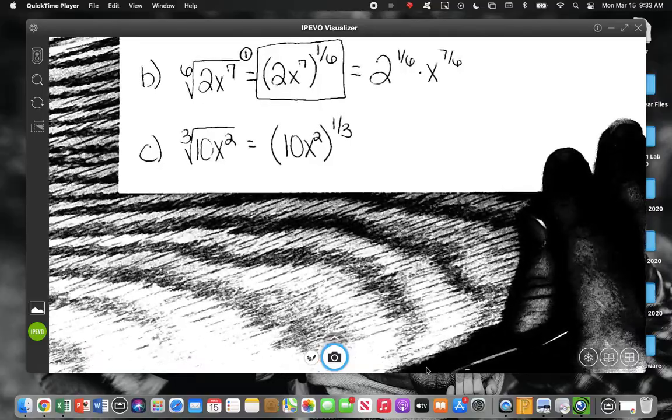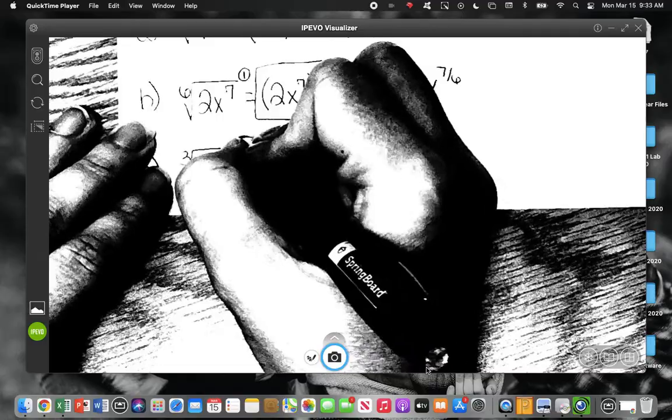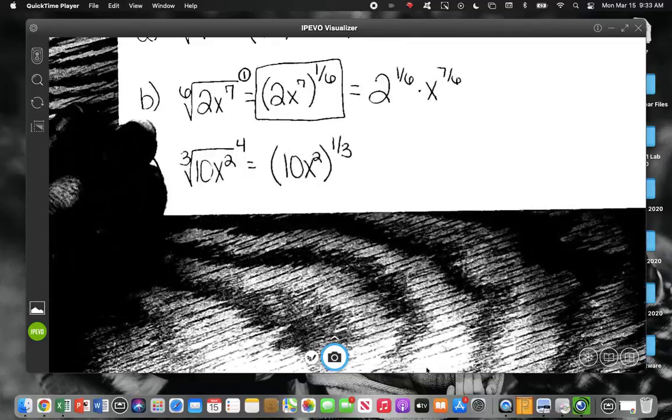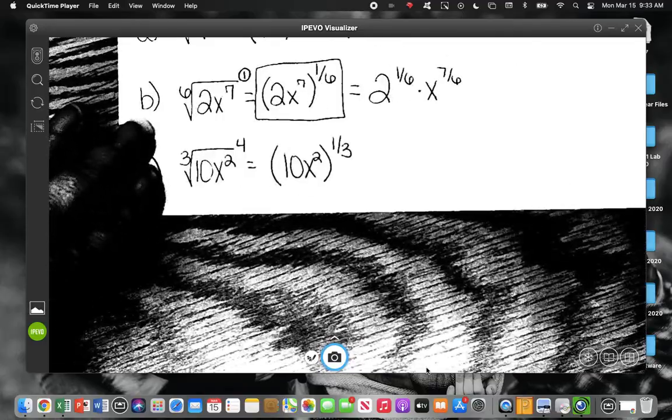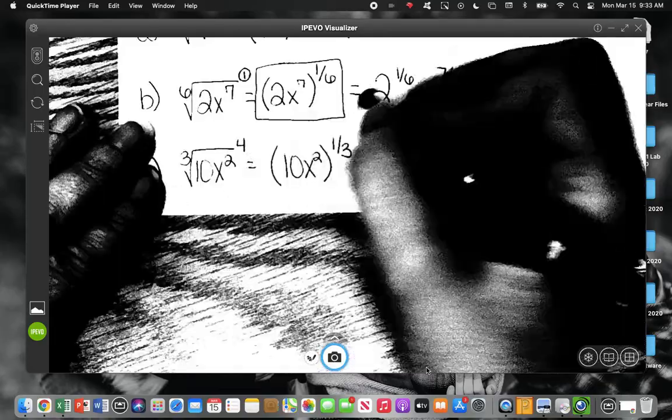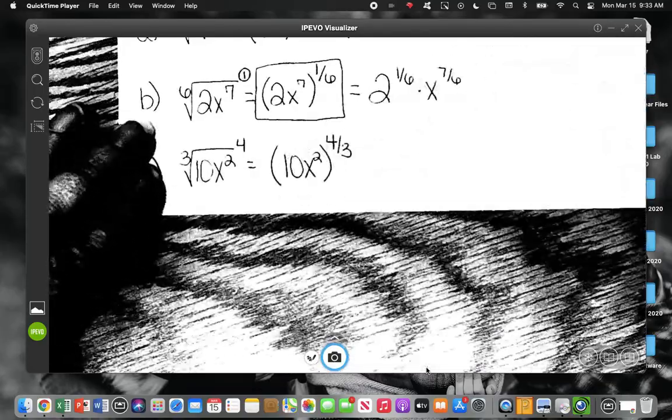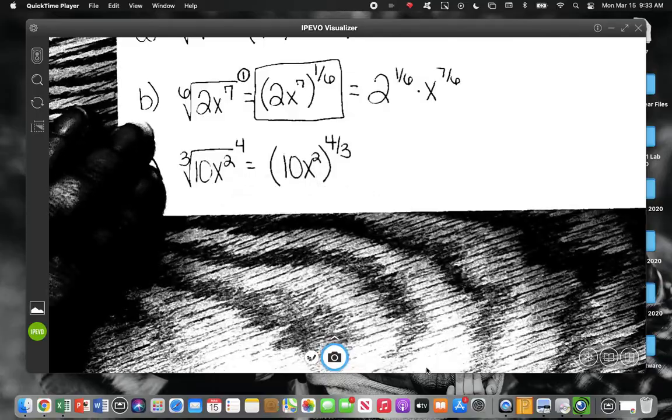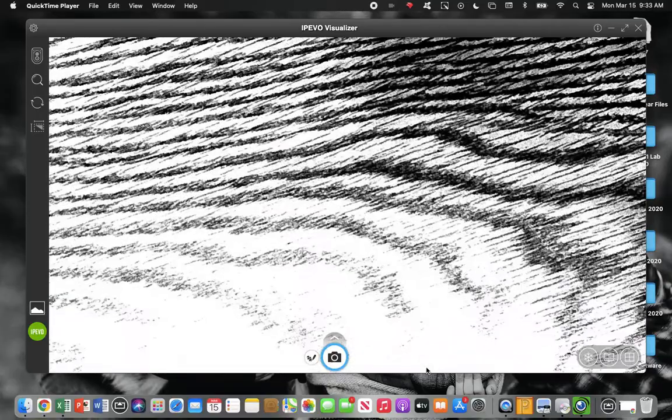Now, I do want to ask you one thing. What if I put a 4 right there? Where would that 4 go? It would go where the 1 is. Very good. I actually think we are ready for the last part.